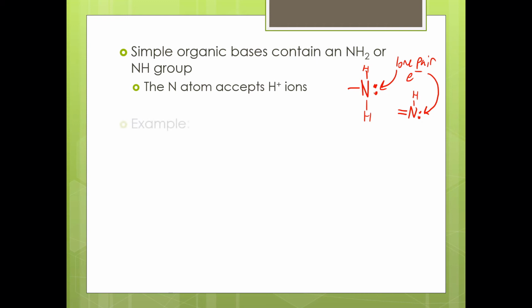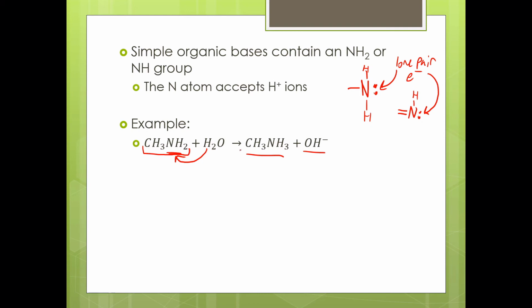In this example, here's a base, our NH2. The NH2 will attract one of the hydrogens from the water to create this, and then the hydroxide ion. Looking at our pairings, we have this substance and this substance. With this pairing, this is my conjugate base and this is my conjugate acid. With the water and OH, this would be the conjugate acid and this would be the conjugate base.